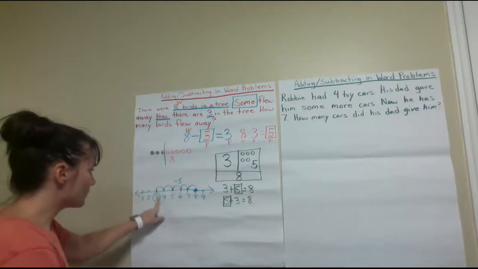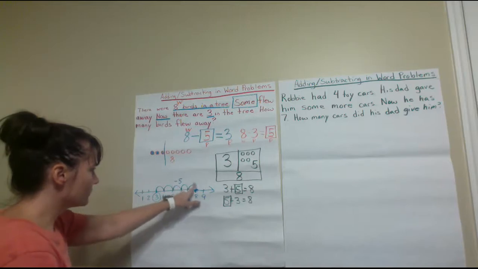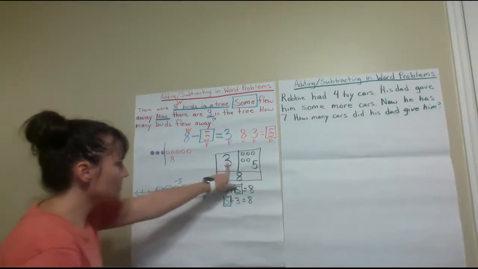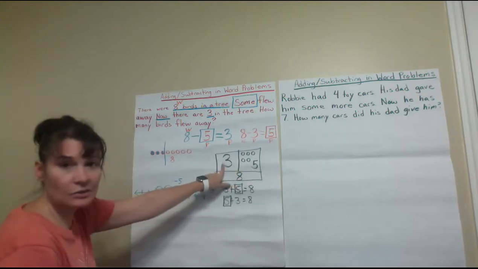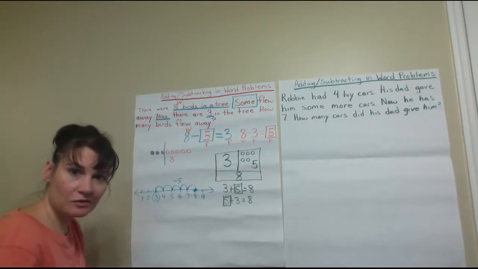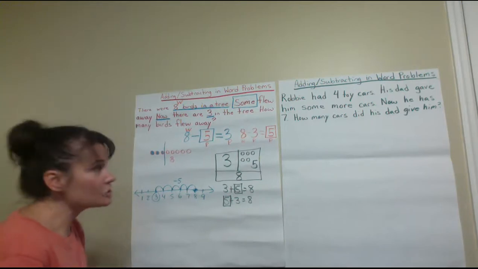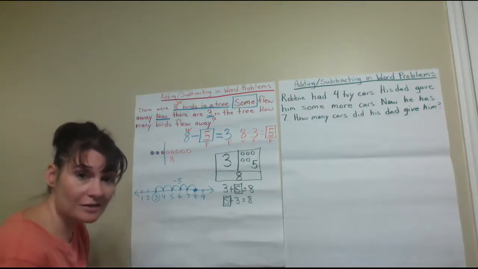I could show that 3 is the part I knew, and I could add 5 to get to my 8, because 3 plus 5 equals 8. 8 minus 5 equals 3. It's great how those numbers work together in their family. Let's try another problem. Make sure you have your tools with you to try and solve.